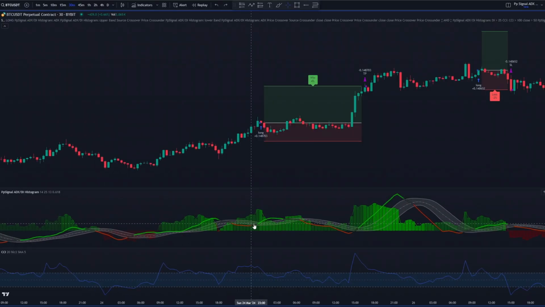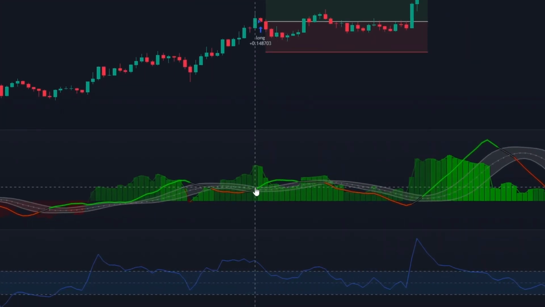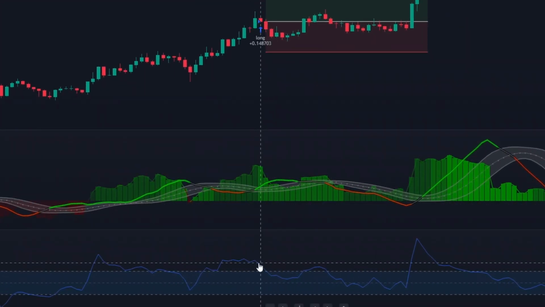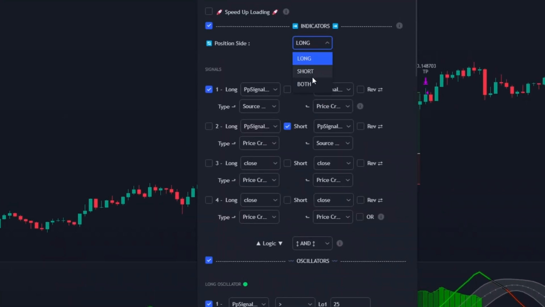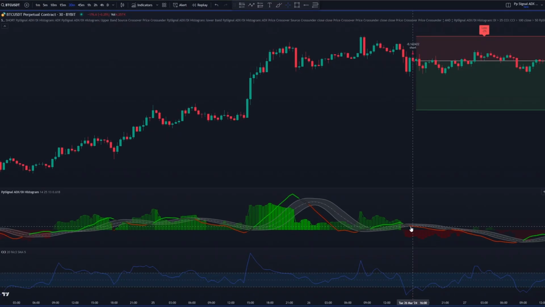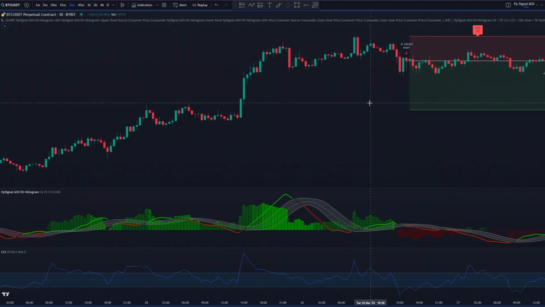Here we have a long position, and as you can see, the ADX crosses over the upper band, green histogram bar, and the CCI is above 100 level. Whereas for a short position, the ADX crosses under the lower band, red histogram bar, and the CCI is below minus 100 level. So we are following the exact strategy rules, and now let's jump into backtest results.